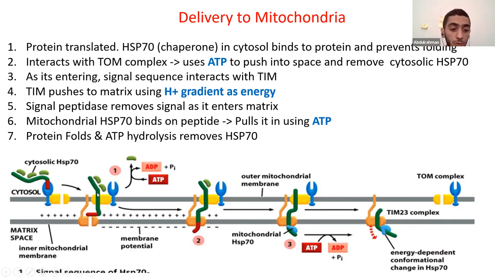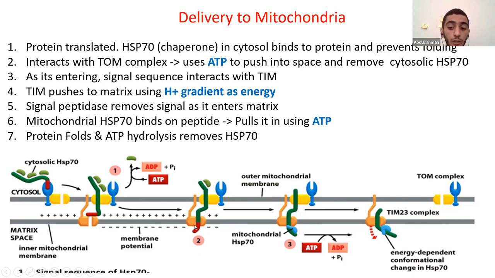So as it's entering through TOM, it's gonna interact with TIM. And now the signal is gonna be placed right there, in a good way that allows it, as it's pushed through the outer membrane, to go to the inner membrane immediately. Now, to push it through the inner membrane, this time, this is basically an intermembrane space. To push it into the inner membrane, we're gonna use the H plus gradient as the energy supply. So it goes from the outer membrane to the inner membrane. Now it uses the H plus gradient.